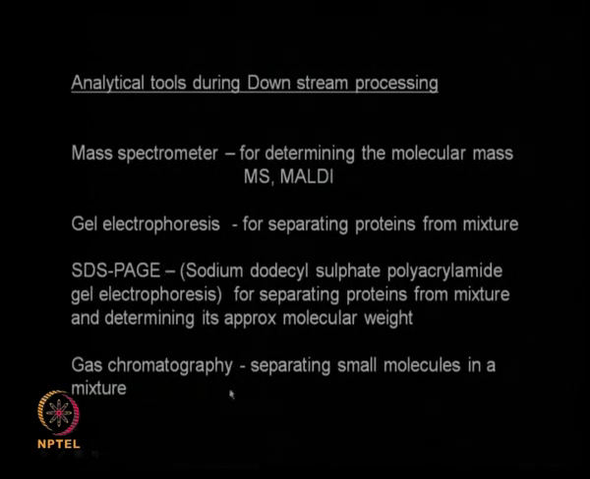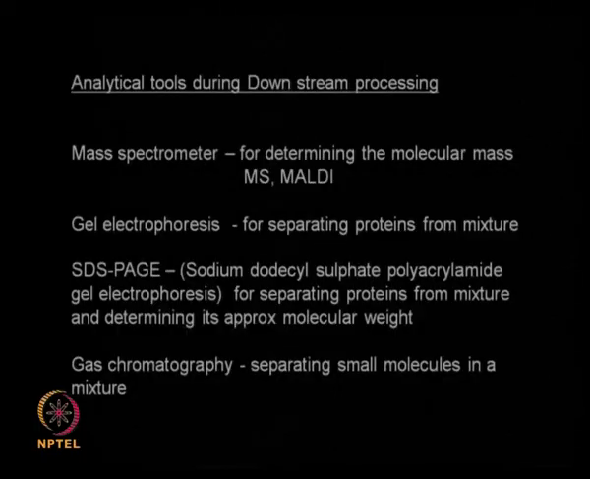Then we have gas chromatography. This is good for separating small molecules in a mixture. That means when I have a mixture of small molecules which can be easily vaporized, I can separate the mixture and find out what those components are. I can get the composition of the mixture. So, that is a very useful instrument for small molecules. It is not good for proteins. If I have a protein mixture, I need to use HPLC, high pressure or high performance liquid chromatography.